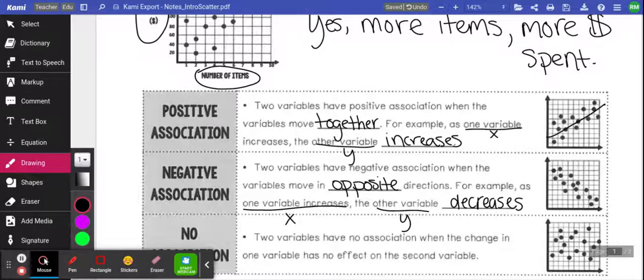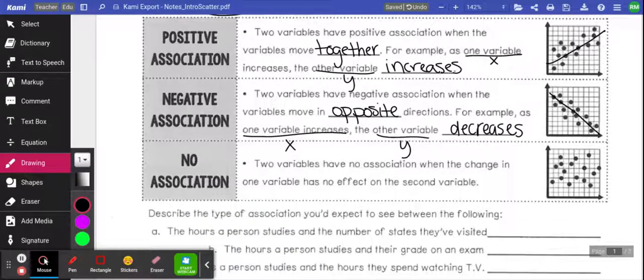And you can see it here. You see how a lot of the points are going downward. This is kind of like slope, if you remember back. Well, I guess not really remember back. We've been working on slope. So here's positive, negative association, no association. So what is that? When two variables have no association, the change in one variable has no effect on the second variable. And if we look at what the graph looks like, you can see the dots are all over the place. There's no up, down, none of that.